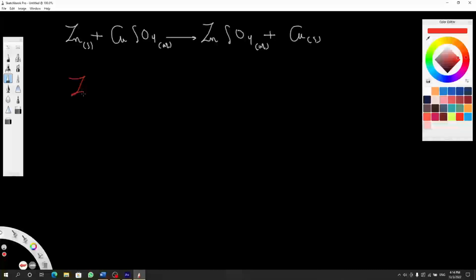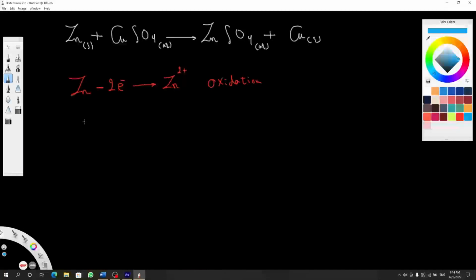Here we have zinc. It's a metal, which means that it will lose electrons. Zinc has a valency of 2, so it will lose 2 electrons, forming a zinc cation, 2 positive. This process is called oxidation, because this is the loss of electrons.